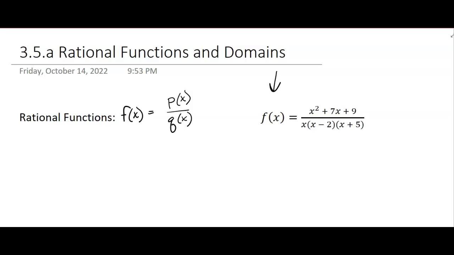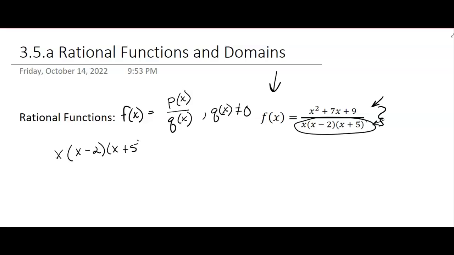In this example we have the numerator as a quadratic, fine. The denominator is actually factored for us, which is going to help us. When we talk about the domain, we have to say that q of x cannot equal 0. Remember, we're not going to divide by 0. So when we're trying to find the domain, we're looking at when does that denominator equal 0? When does x times x minus 2 times x plus 5 equal 0? Because we can't have that.